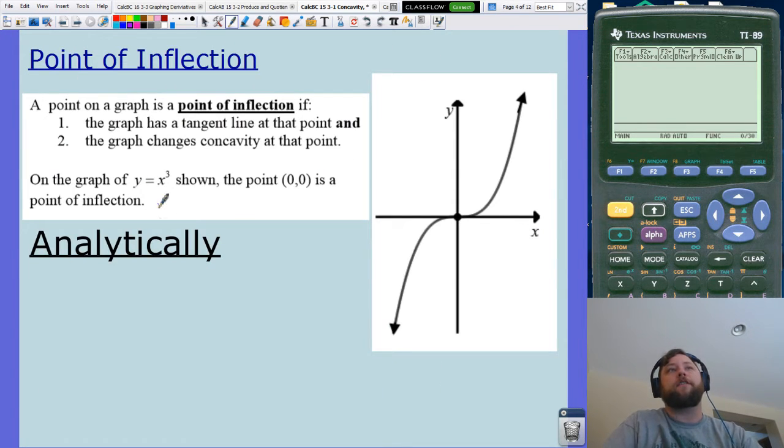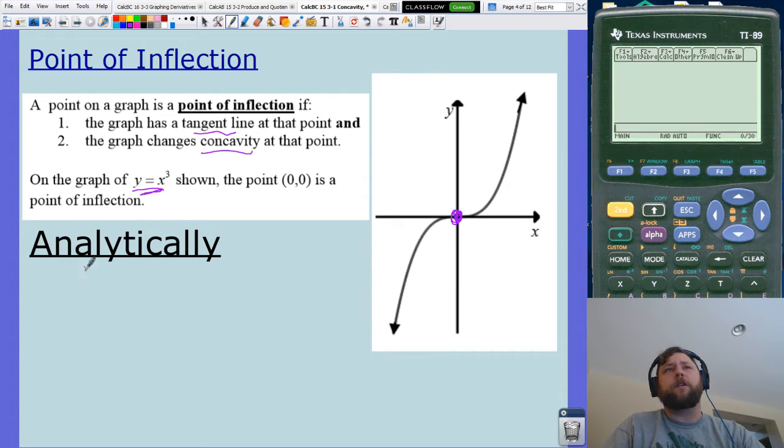So let's look at the graph of x cubed, and we'll talk about points of inflection. Points of inflection are where the concavity changes in a function. In this case, we have a point of inflection at the point (0, 0). This is the graph of y equals x cubed. How to find a point of inflection? These exist when the graph has a tangent line at that point and the graph changes concavity. So both things have to happen.